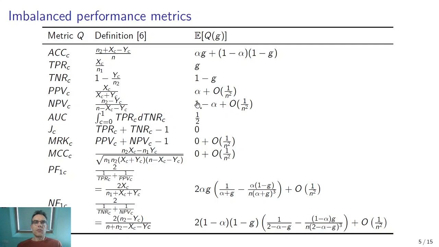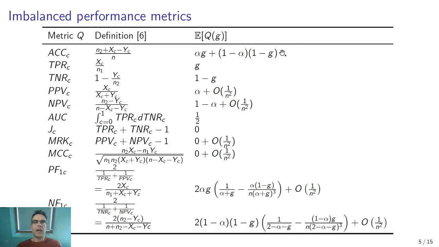And then these are also constants. So for true positive rate and true negative rate, it's either g or 1 minus g, and for these, alpha or 1 minus alpha, so relatively straightforward. But for the accuracy and the F1, it is more complicated.